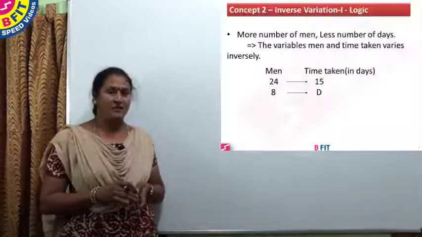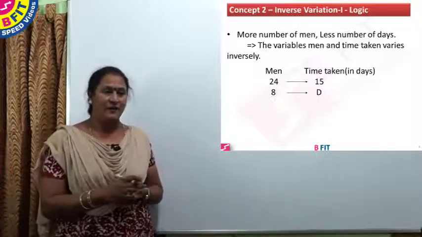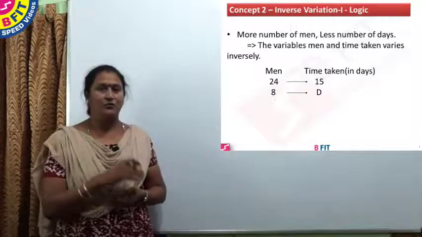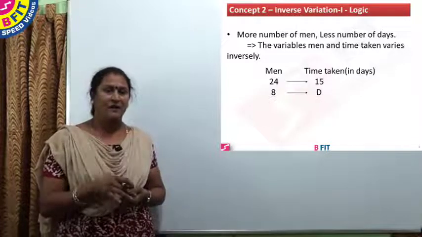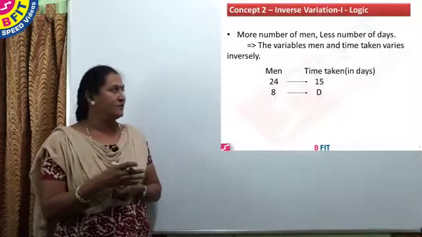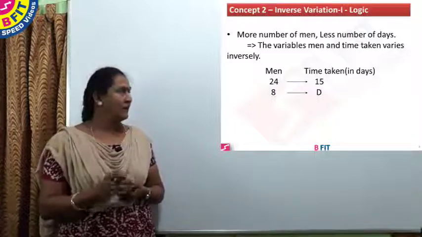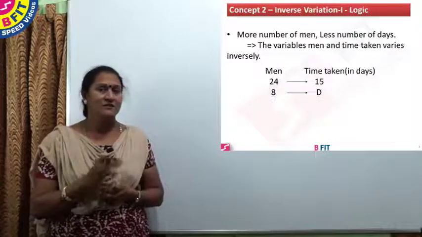So here the logic is less number of men, more number of days. So for 24 men, they need 15 days to do a work. So for 8 men to do the same work, as they vary inversely, the parallel products will be the same, and we have got the answer: 45 days. 8 men need 45 days to do the same work.